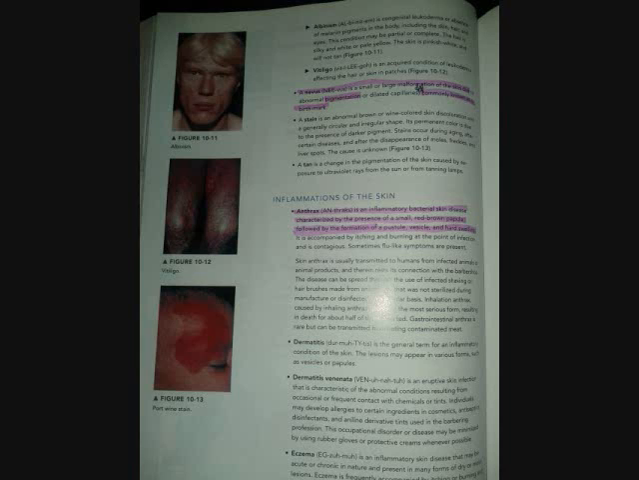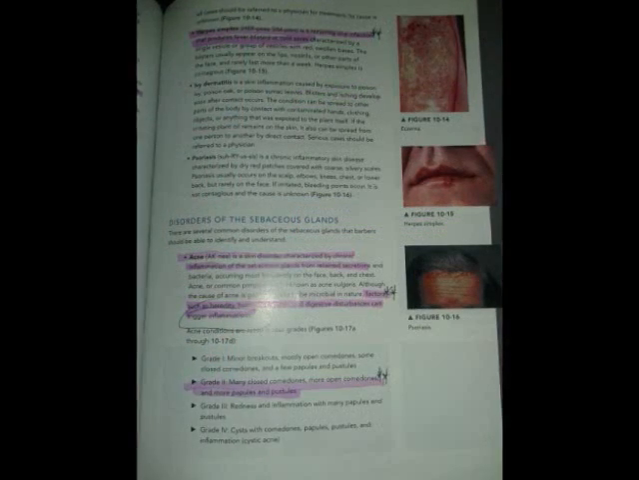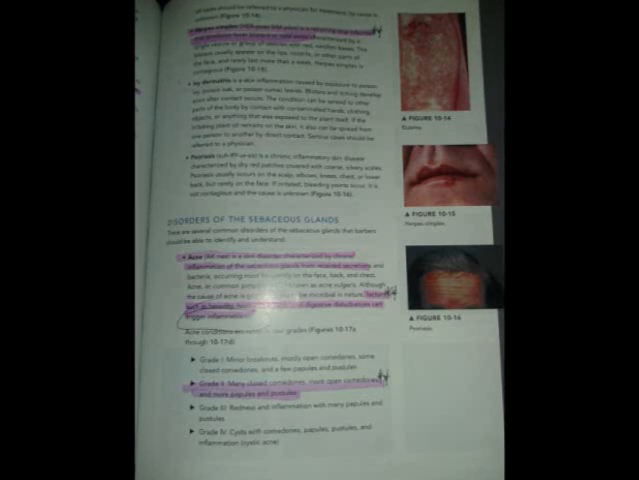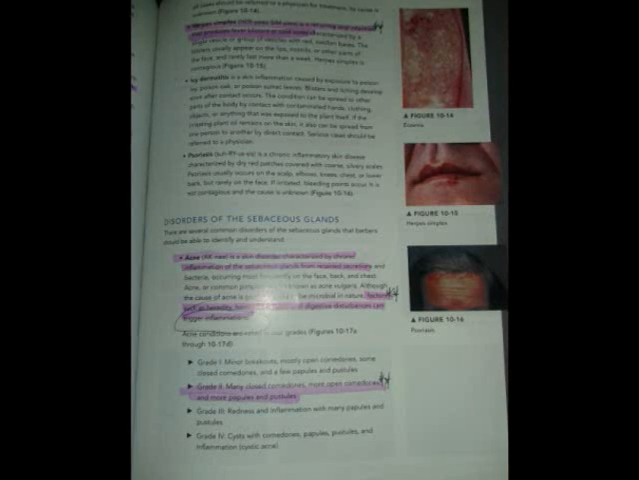Now let's talk about the different inflammations of the skin. In particular, we're going to focus on herpes simplex on page 233. This is a recurring viral infection that produces fever blisters or cold sores, and you usually would find those in the mouth area. See figure 10.15.